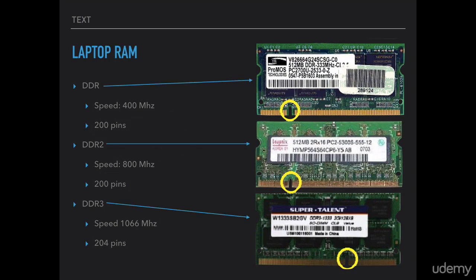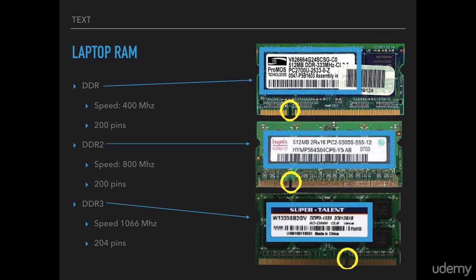DDR has a speed of 400 MHz, 200 pins, and is used mostly in really old laptops. DDR2 RAM has a speed of 800 MHz, also has 200 pins, and is really difficult to tell apart from DDR RAM. One way that you can tell is by reading the label. If you look at the picture of DDR RAM, you'll notice that it says DDR 333 MHz. If it was DDR2, it would say DDR2.